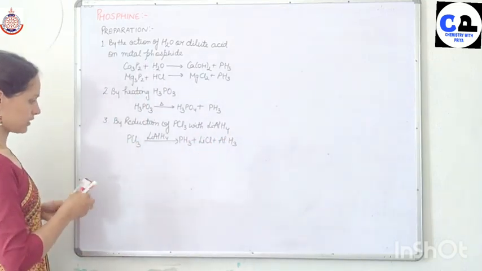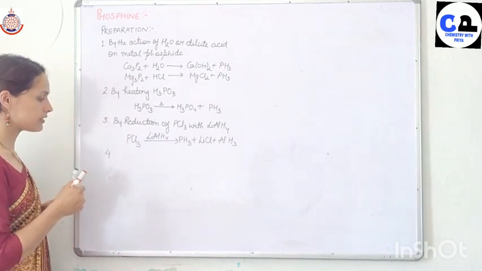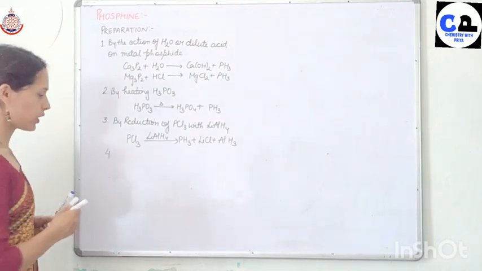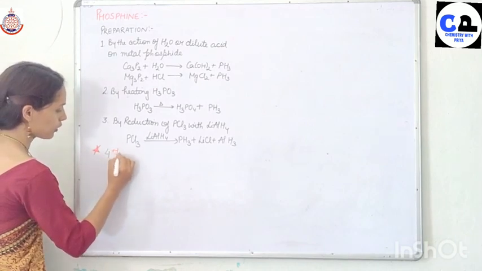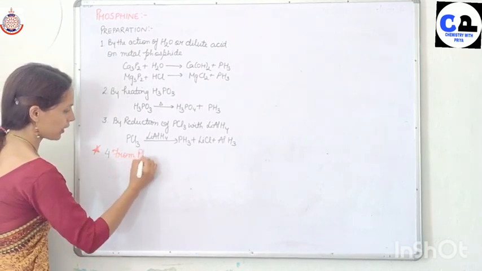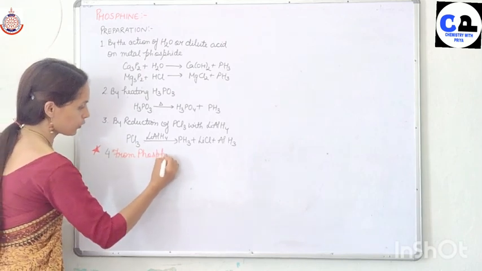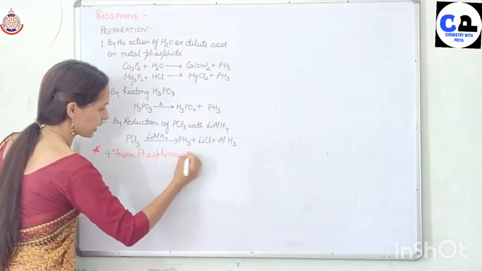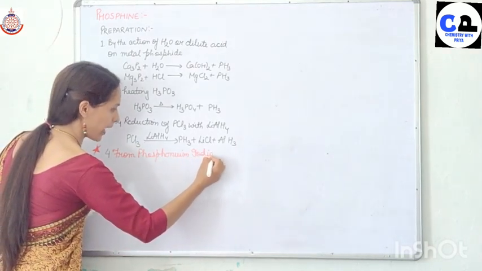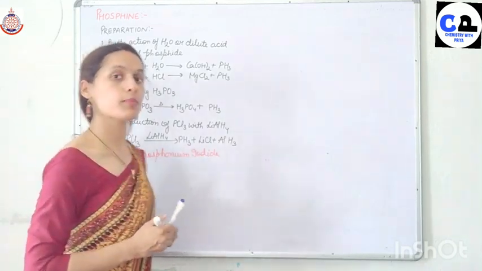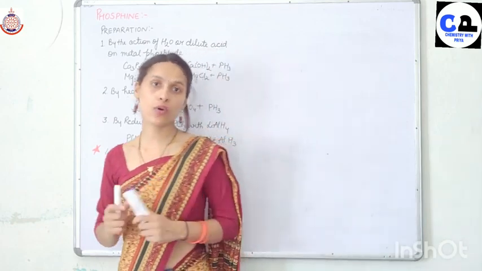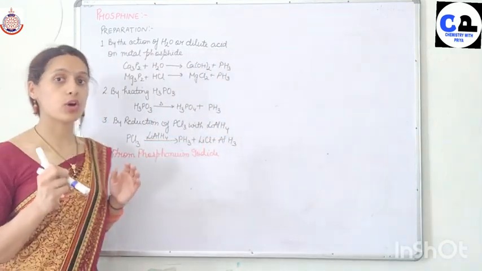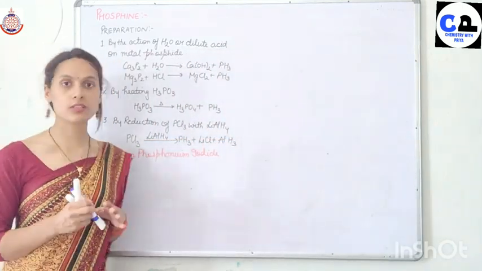Now the fourth method, which is a very important method, is from phosphonium iodide. Now, why is this method very important? Because through this method, we can prepare the purest form of phosphine.